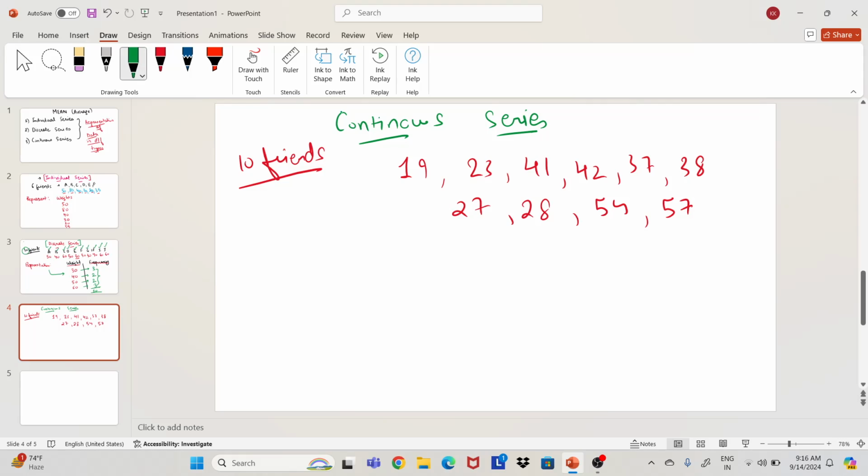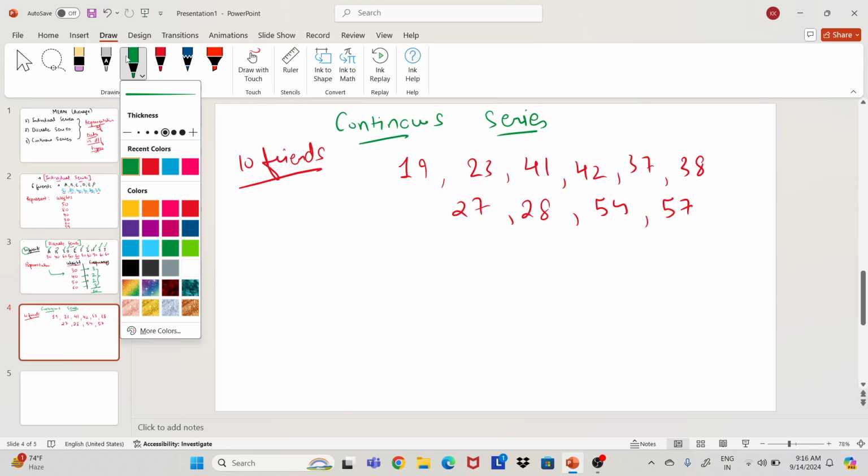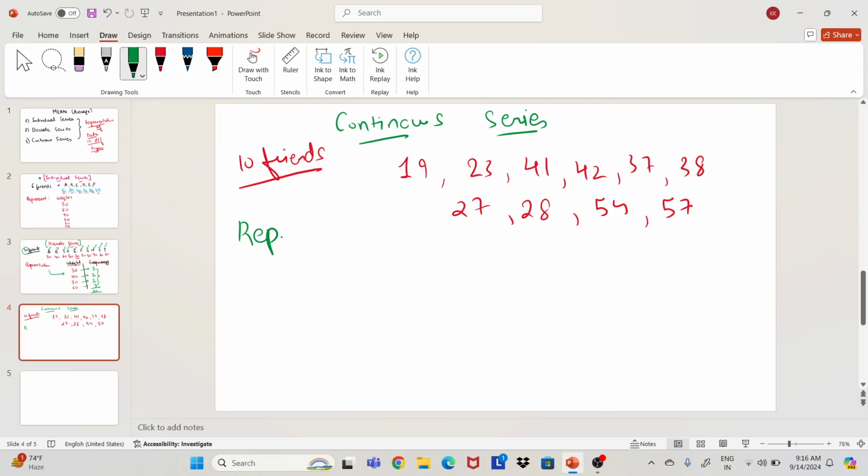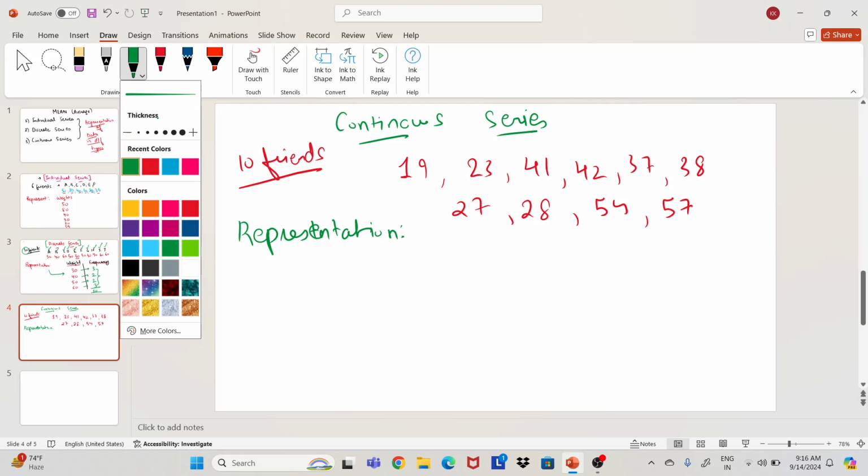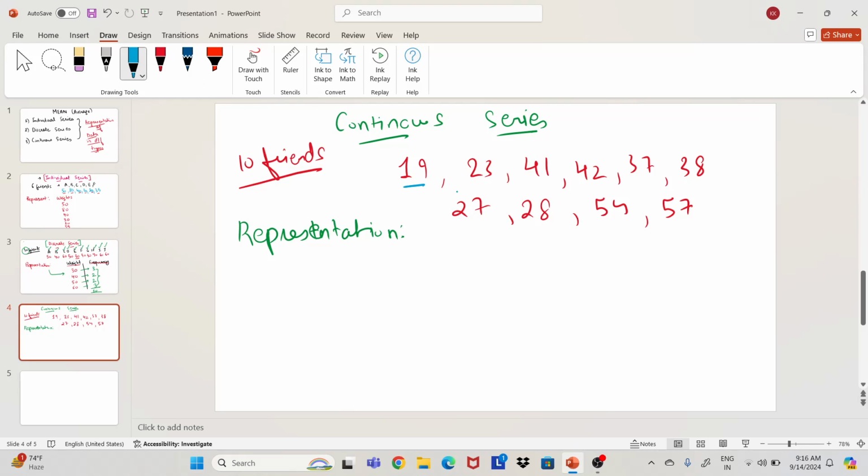For making the representation of continuous series, first of all, we need to know the minimum value and the maximum value. In this case, this is our minimum value, 19, and this is the maximum value. In continuous series, again we'll make two columns: X that represents weights, and the other column would be F, that is frequency.